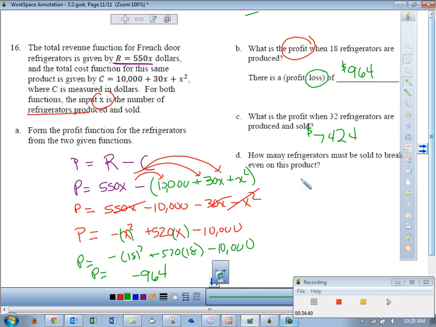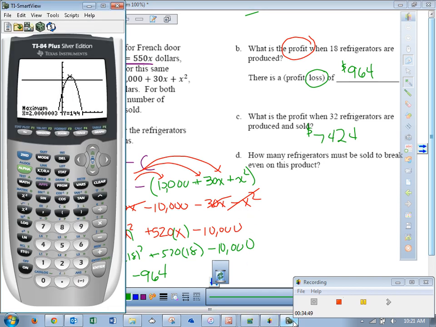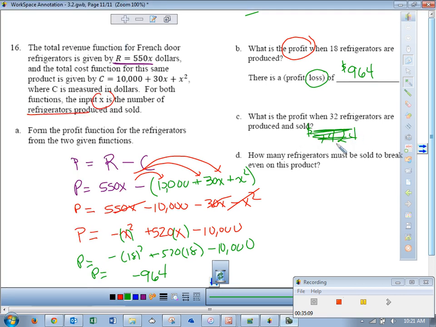$7,424. Is that what you got? Or did maybe I punched it in wrong? I could make a mistake. 32. Let me do that again. It's negative, help me out, 32 squared. All right. Then what do I got? Plus 520 times 32. Am I punching this in right? Minus 10,000. Did I punch that in right? Sorry, 5616? Well, excuse my mistake.